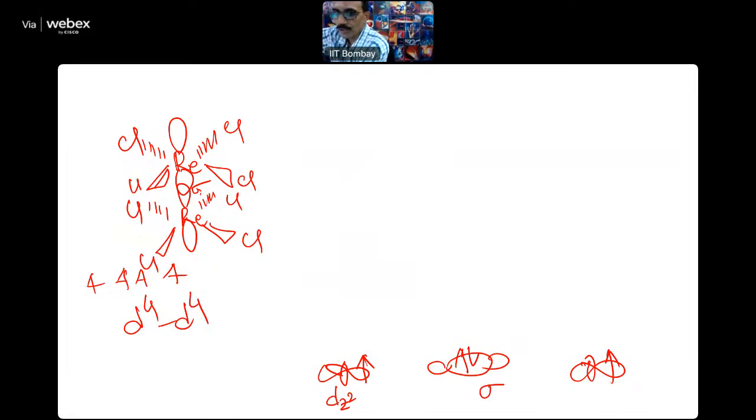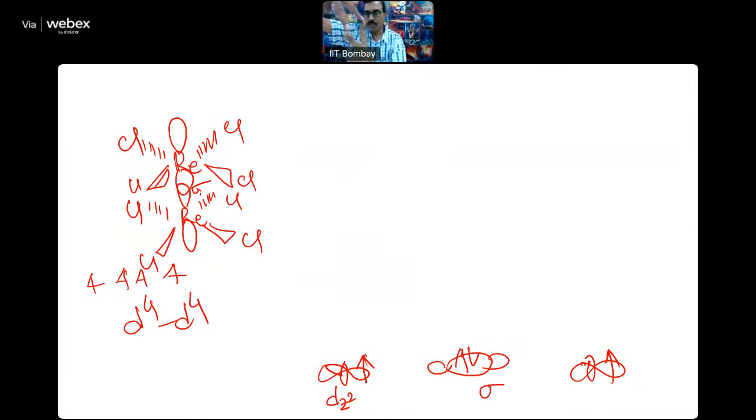I think you should be able to see. Okay, so if you see here, something like this happens. Now the dz square, you get a sigma bond, and 2 electrons are gone. Now dxz and dyz will be like this.